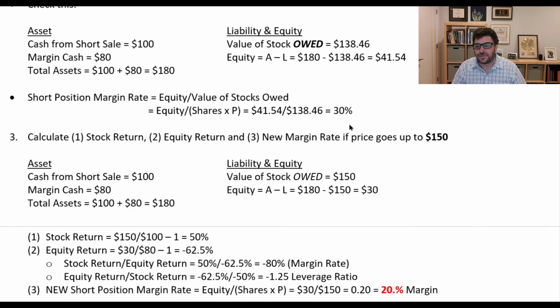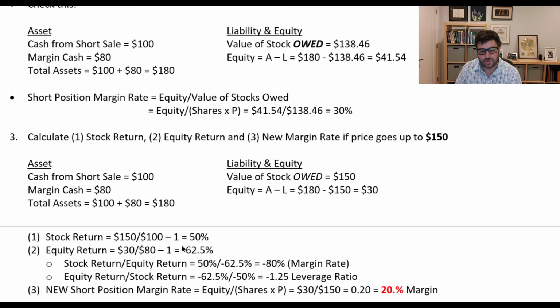So let's see what happens if the price goes even higher to 150. If the price goes to 150, then again my assets haven't changed. I still have 100 cash and 80 cash, so that's 180. But the value of what I owe is now 150. The equity is 180 minus the 150 is $30. And so now I can calculate these three things. I can figure out the return of the stock. The stock went up by 50%. The equity went from 80 down to 30, so I lost 62.5%.